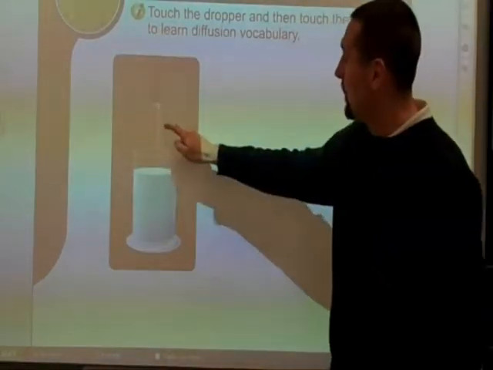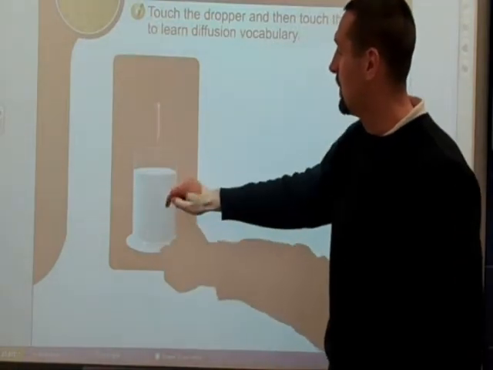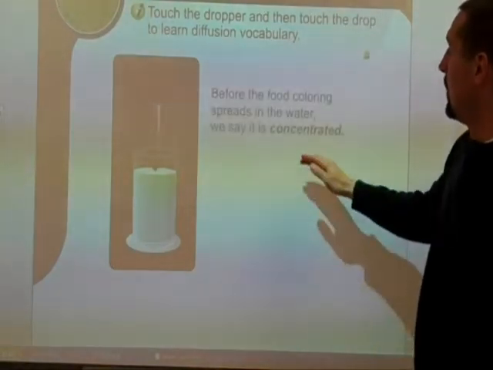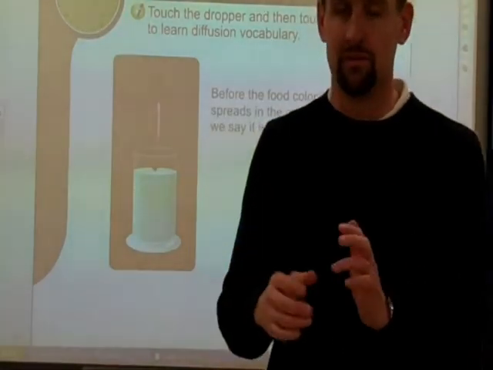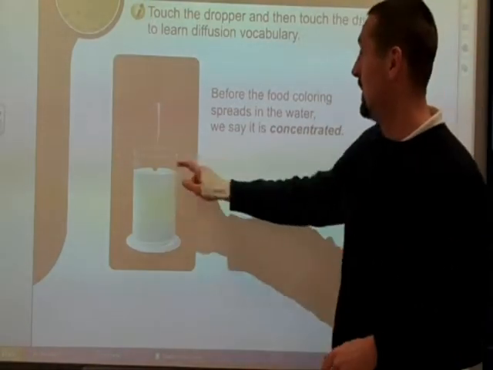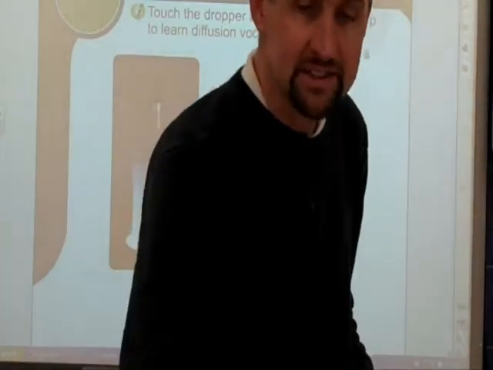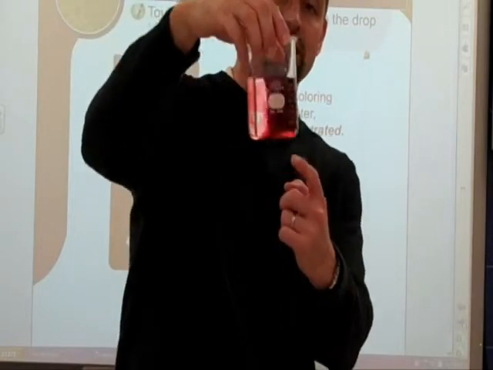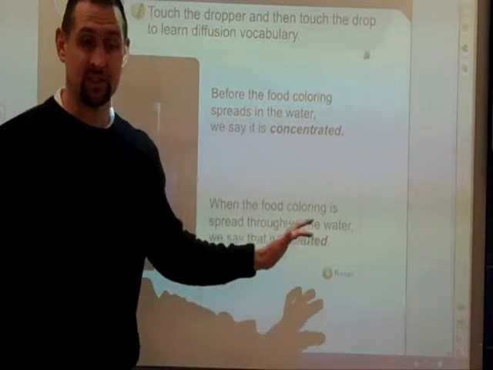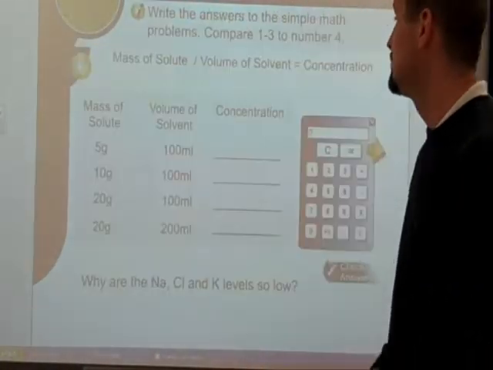Let's take a look again. We put the drop of food coloring into the water. When we add that drop of food coloring to the water, we say that that drop of food coloring is concentrated. Then, once that food coloring hits the water, we say that it's become diluted. It's not nearly as concentrated as it used to be. We diluted the food coloring by putting it in so much water.